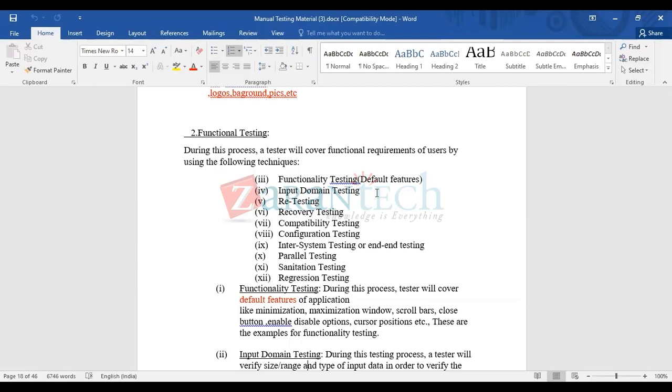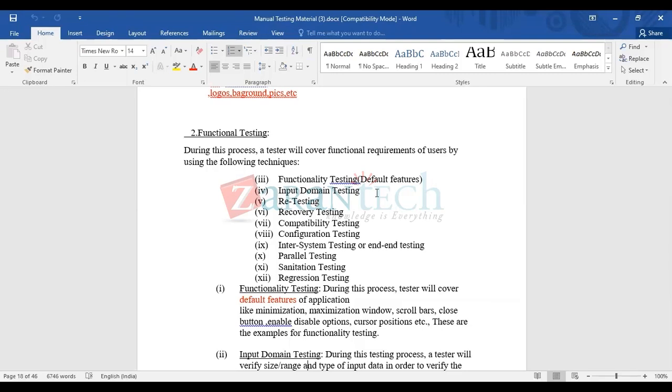Compatibility is nothing but supportability. It doesn't mean that your application can support all the operating systems, or that it can support all the browsers. So it should have some supportability, right? That is what we are using compatibility testing for.